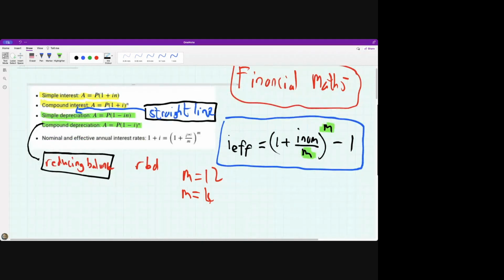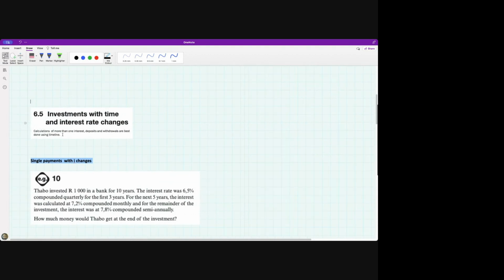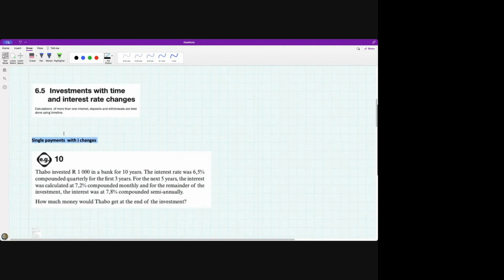Now, we are going to talk about timelines. So what are they talking about when they talk about timelines? Well, we're talking about investments with time and interest rate changes. So things change over time, and these changes over time happen on a line. So we call it a timeline problem.